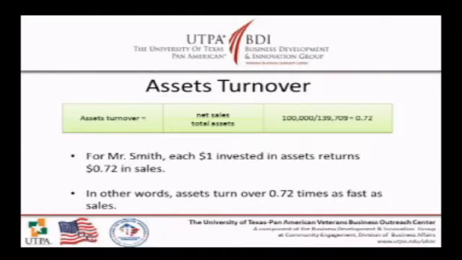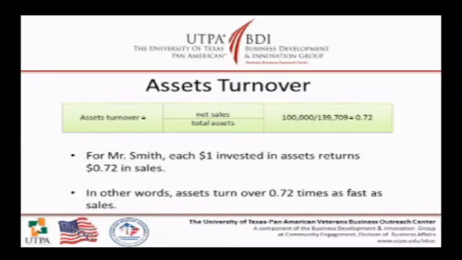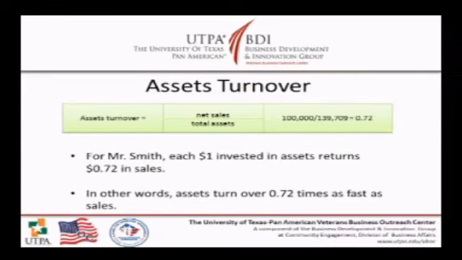This is the asset turnover, and asset turnover equals net sales divided by total assets. So you're going to take your net sales of $100,000 divided by your total assets, which is $139,709, which equals 0.72. So for each dollar invested in assets, it returns 72 cents in sales. In other words, assets turn over 0.72 times as fast as sales.